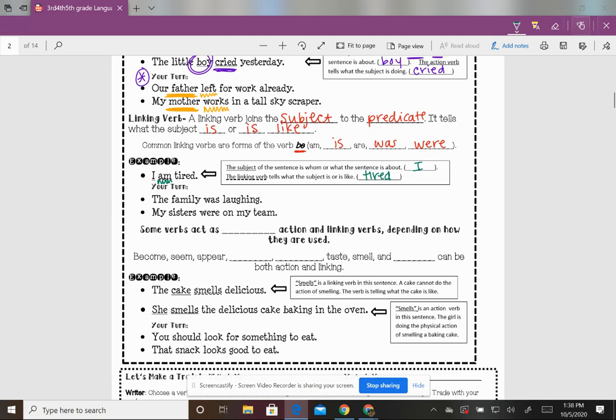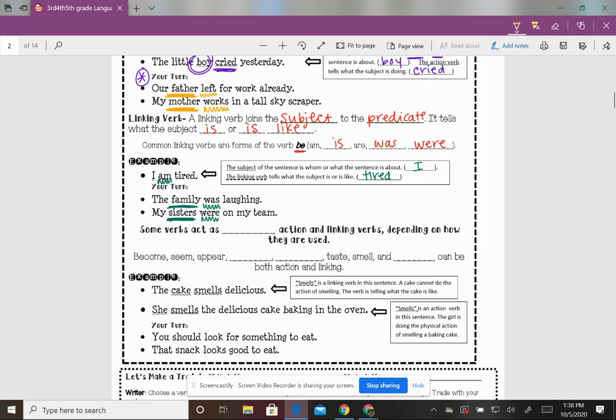Okay, let's see how you did. So we have the family was laughing. Well, who are we talking about? We're talking about family. And the family what? The family was laughing. Remember, was connects family to laughing. Who are we talking about in the next sentence? Sisters. The sisters what? The sisters were on my team.